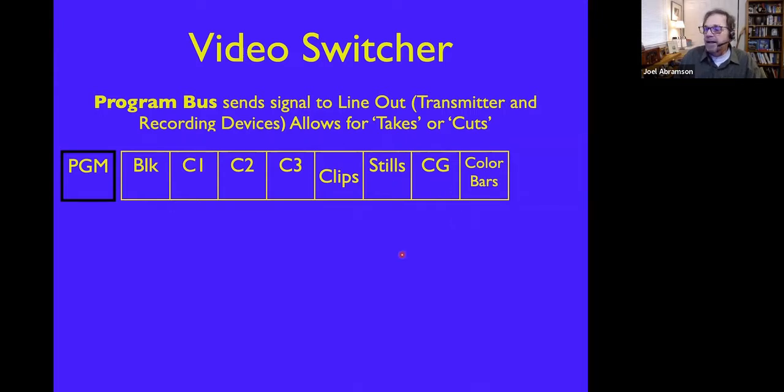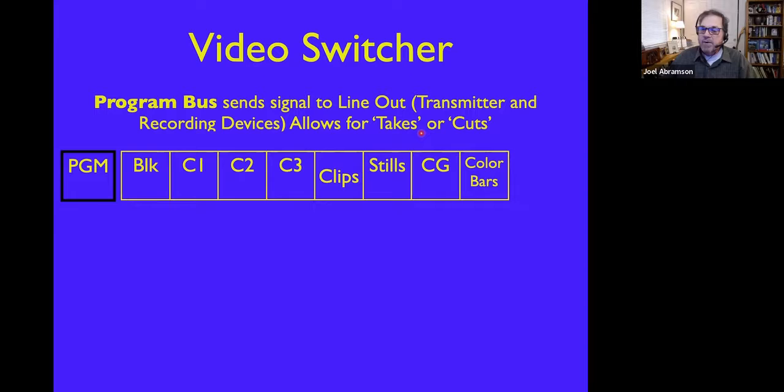All right. And if we want to go from camera 1 to take camera 2, we just go from here, click on this button, and then click on that. And then if we want to go to our clips, then we just click on that. And this allows only for takes or cuts, right? So it's a pretty limited switcher.